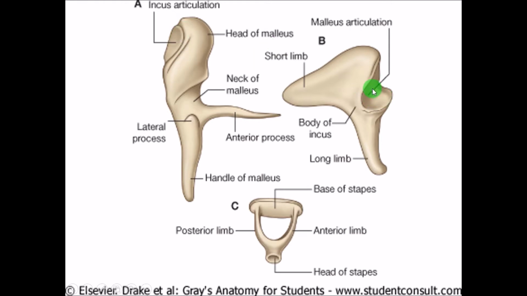Okay, this incus has a body. This is called the body of the incus, and 2 limbs, the short limb as well as the long limb. This is the short limb, which is a horizontal limb, and the long limb will be vertical. Then this is the stapes. This is the head of the stapes, and it has 2 limbs, the anterior limb and the posterior limb, and it has a base. So this is the base of the stapes.